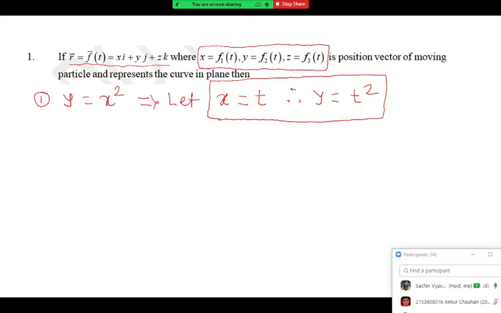And if we have the parametric equation, we write the vector equation as r bar equal to xi plus yj plus zk. Obviously this parabola is in the xy plane, so the z component is 0 because it's a two-dimensional curve. So what will be the vector equation? What is the vector equation of this parabola then?